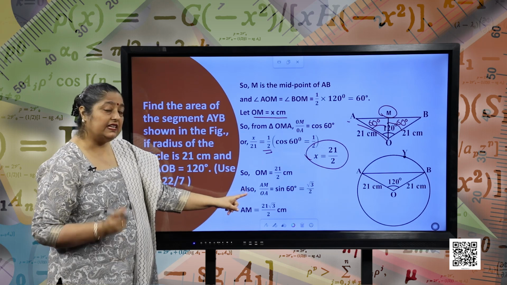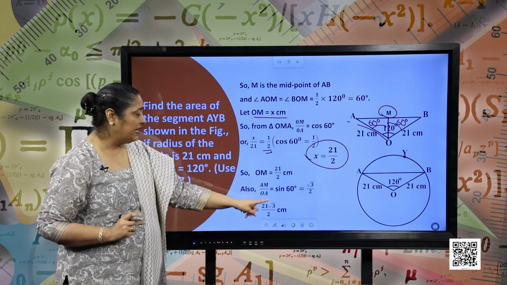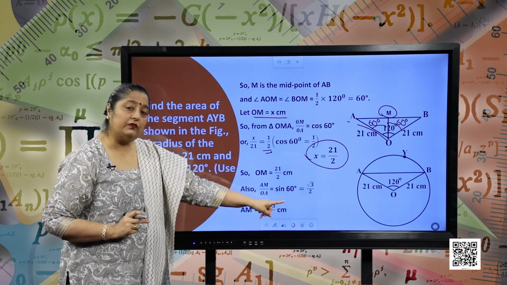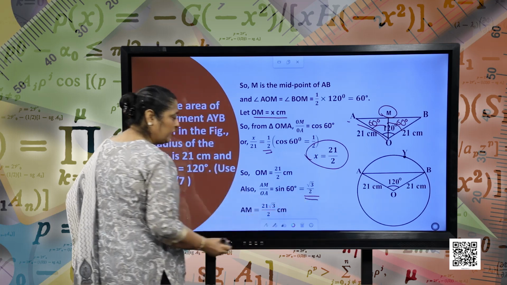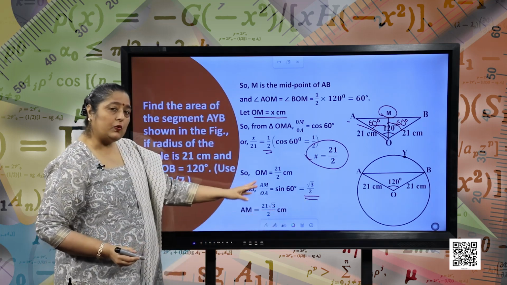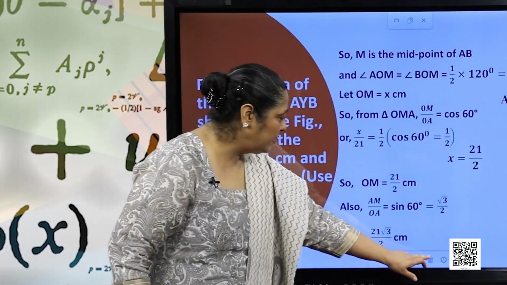We also know in the same triangle AM upon OA will be sine 60 degree, and we know the value of sine 60 is root 3 by 2. So, AM will be 21 root 3 divided by 2. So, let us move forward.